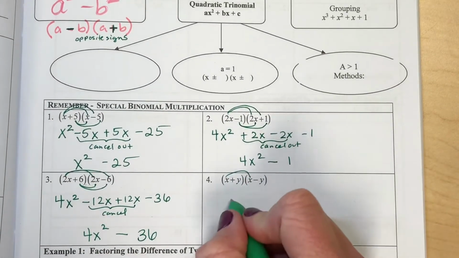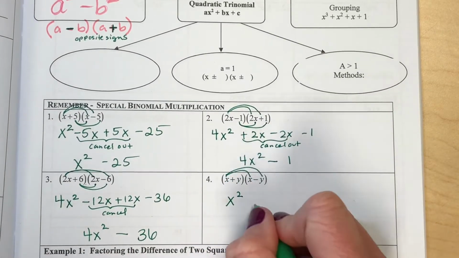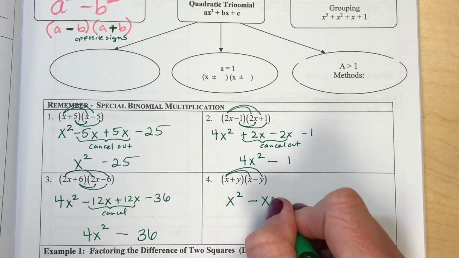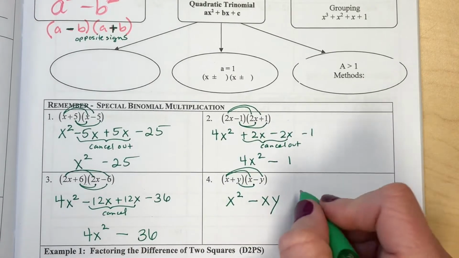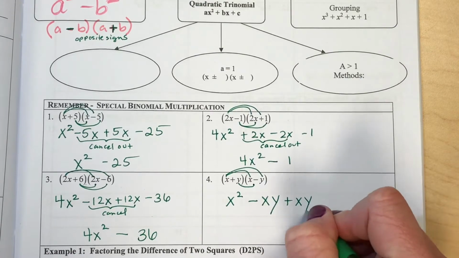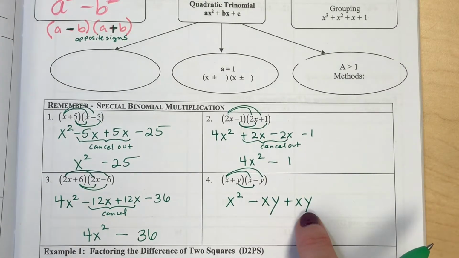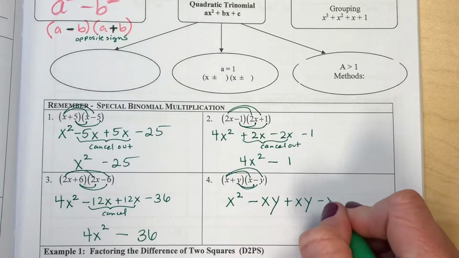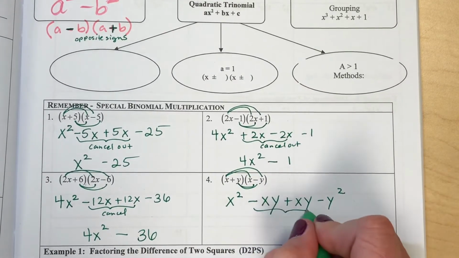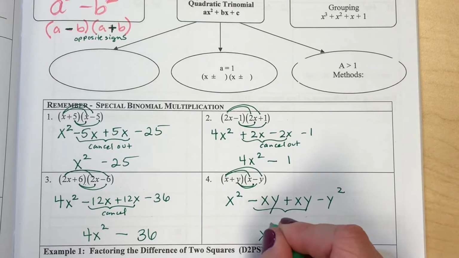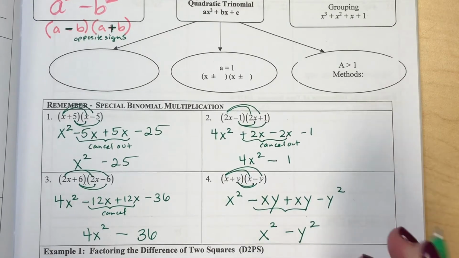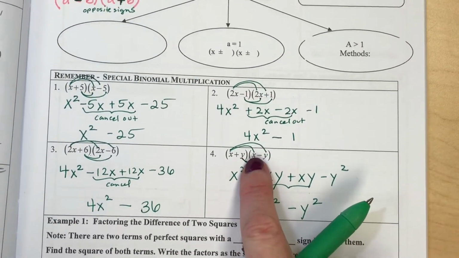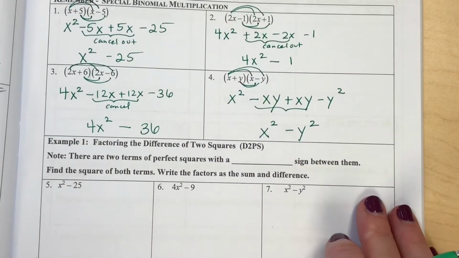And then x times x is x squared. x times negative y is negative xy. y times x is a positive xy. I like to put my variables in alphabetical order, but the order technically doesn't matter. And then y times y is y squared. So again, when you see those middle terms cancel out, you'll have a perfect square minus a perfect square, and your factors are the square roots, and one has a plus and one has a minus.